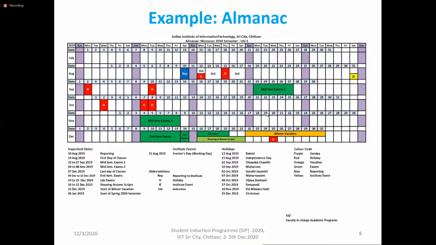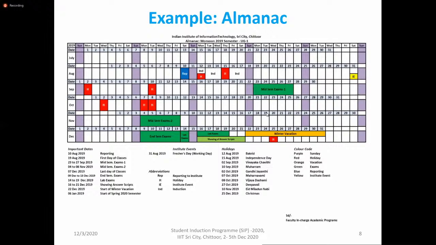You can see the semester started from August 10th, and the semester will start with the registration and induction program. You can see August 12th to 15th you have the induction program in 2019. All these details will be part of your almanac. You can see different color codes in the almanac, and those color codes are all mentioned at the bottom right.